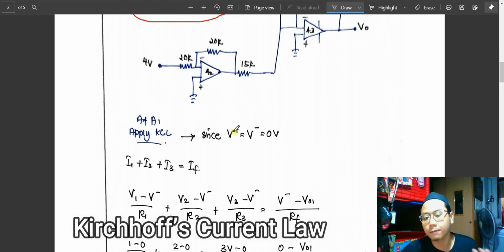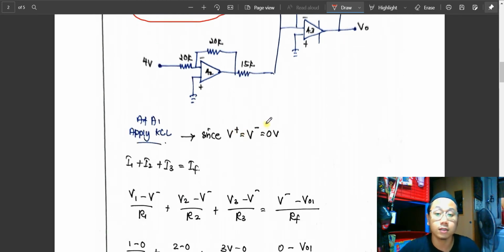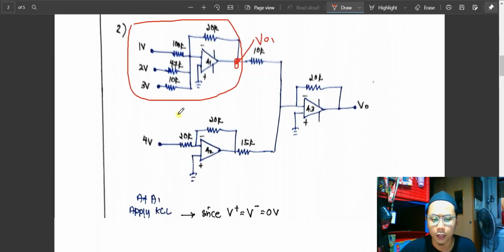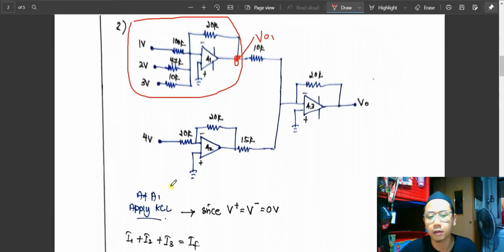Since V plus is equal to V minus, which is 0 volts, we apply the KCL, which is I1 plus I2 plus I3 is equal to IF. Why does it have 3 currents? Because it has 3 power supplies here.